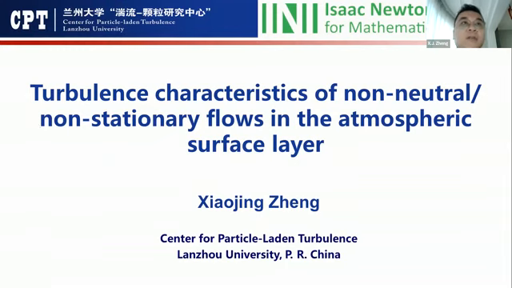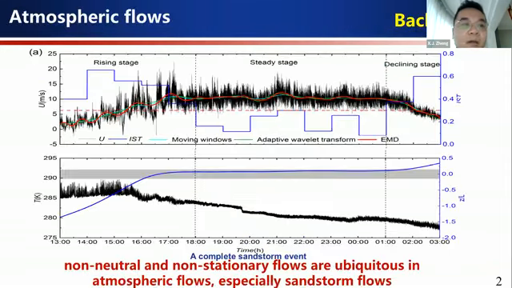Today's talk is titled Turbulence Characteristic of Non-Neutral or Non-Stationary Flows in the Atmospheric Surface Layer. Firstly, I would like to introduce the research background of this issue. Non-neutral or non-stationary flows are ubiquitous in atmospheric flows. Here, we take a complete sandstorm event observed by our team as an example. Both wind velocity and temperature data lasting 14 hours demonstrate time-varying change, which is a simple manifestation of non-stationary flow.